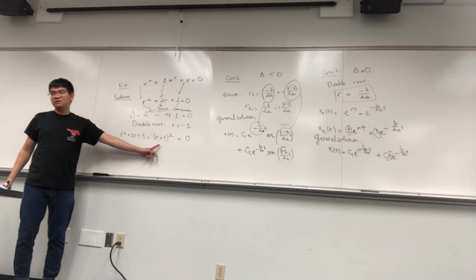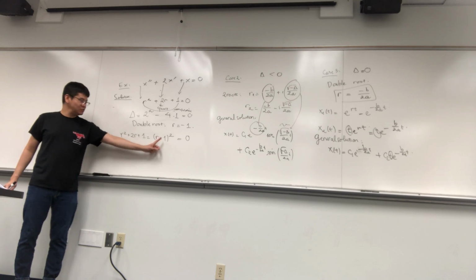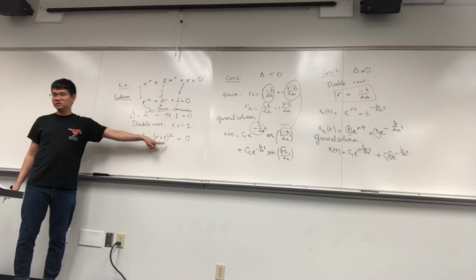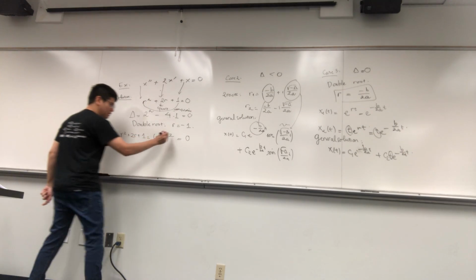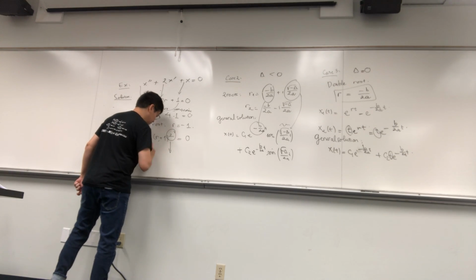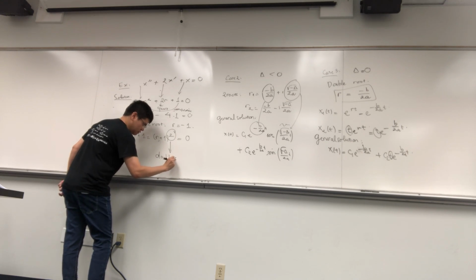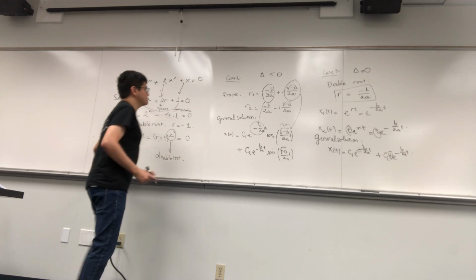And this is why we call it a double root, right? Because you have 2 times r plus 1 is equal to 0. This is a double root because you have r plus 1 squared. All right?